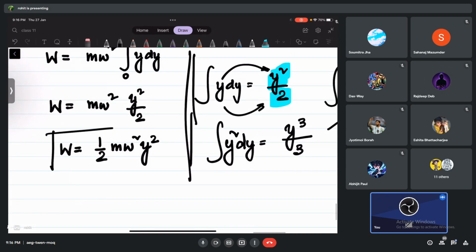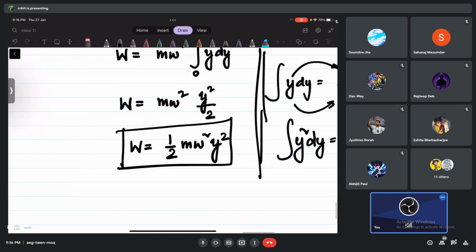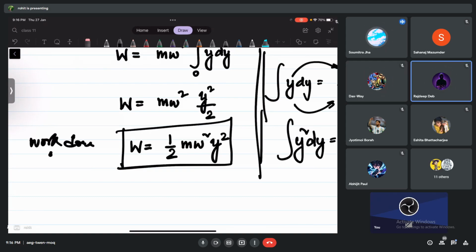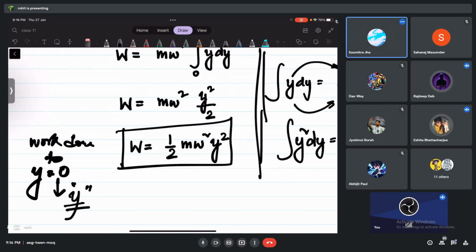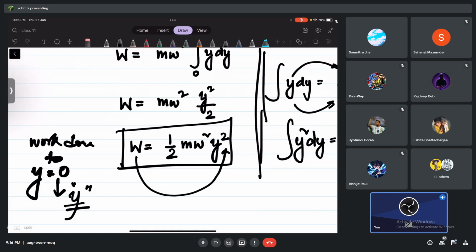So what is this now? Tell me properly. Total work done, very good. Total work done in displacing the object from y equals 0 to y equals y, position y. That means the object has reached which position now? It is in y position. That is the meaning of that, right?